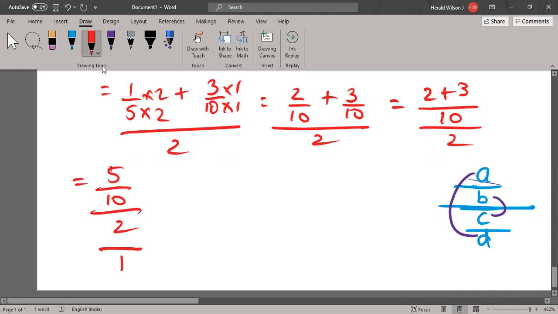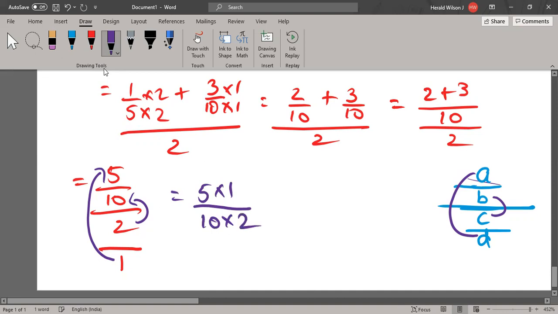2 by 1 is nothing but 2, no? So now what we are going to do, we are going to multiply 10 and 2, 5 and 1. So 1 is going to come here and 2 is going to come here. So this will be 5 into 1 by 10 into 2. This will be nothing but 5 by 20.